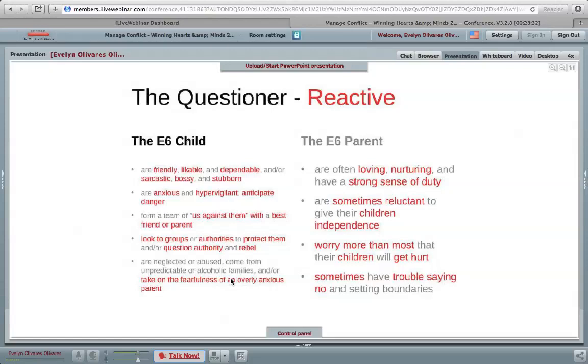Again, not always, but it can be that as a child they were neglected or abused, or they've come from some unpredictable or alcoholic families, and they tend to take on the fearfulness and over-anxiousness of the parent. So what's the 6 like as a parent? Well, they're loving, nurturing, have a strong sense of duty, sometimes reluctant to give their children independence. They worry mostly that their children are going to get hurt, and sometimes have trouble saying no and setting boundaries.